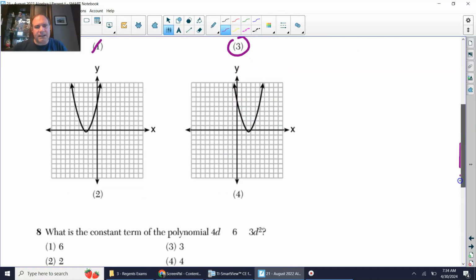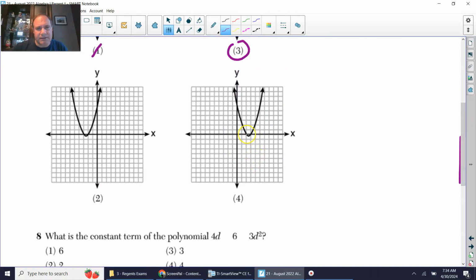Let me just look at these right here. I could see that this is 2, and this is 3. That's wrong. And this is negative 2, and this is negative 3. That's out. So 3 is your answer for that one, and that is it.